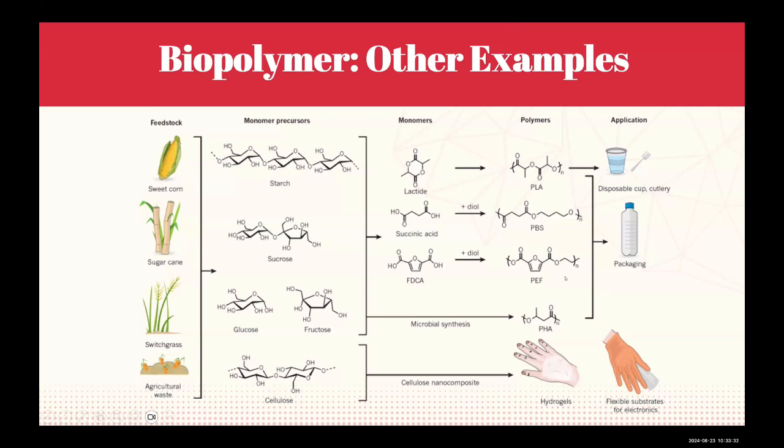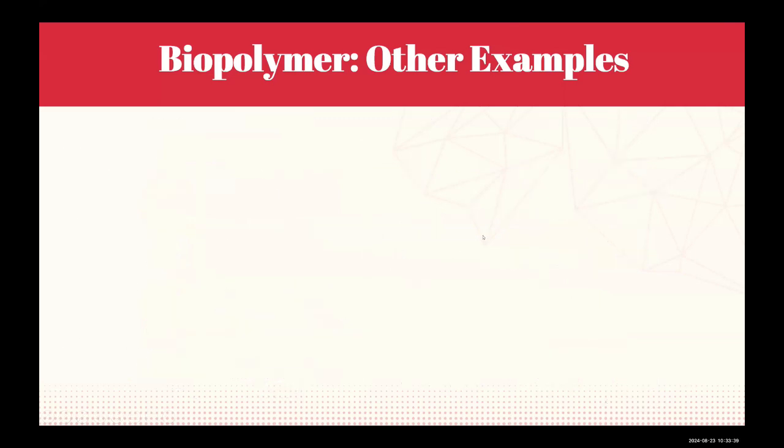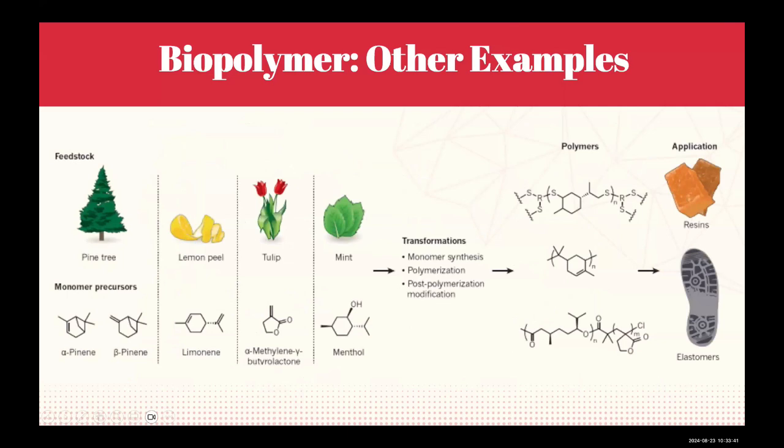So this is just to give you an idea that there's a diverse range of ways that you can produce biopolymers. This is another example where on the left, we have different feedstocks like pine tree, lemon peel, tulip, mint. This is very interesting, as before we wouldn't have seen these materials used to actually produce plastic. So we can utilize different resources to produce the final polymers that we need in today's society.